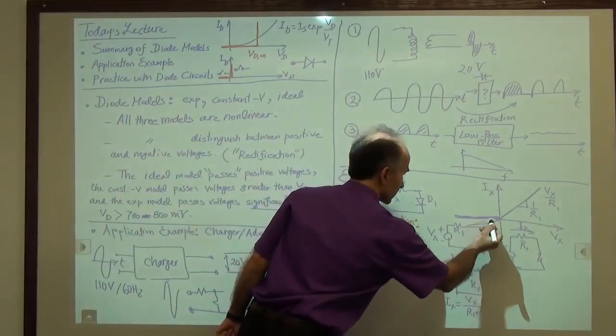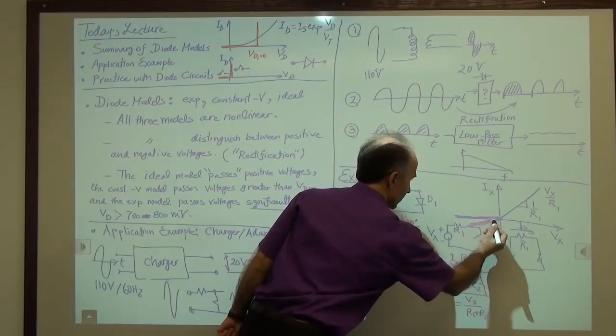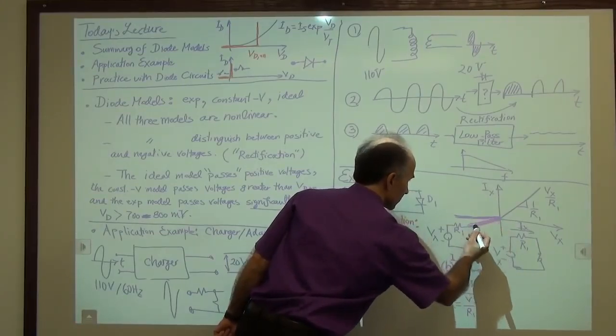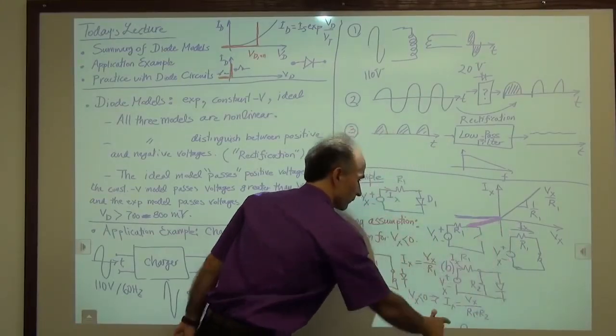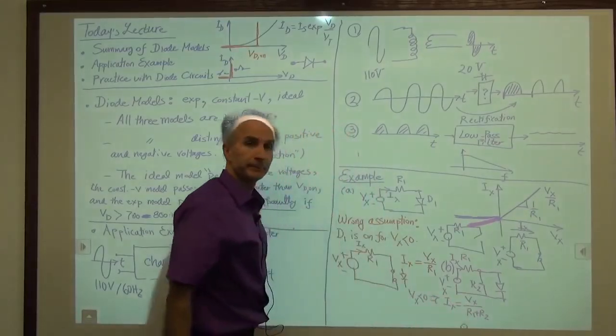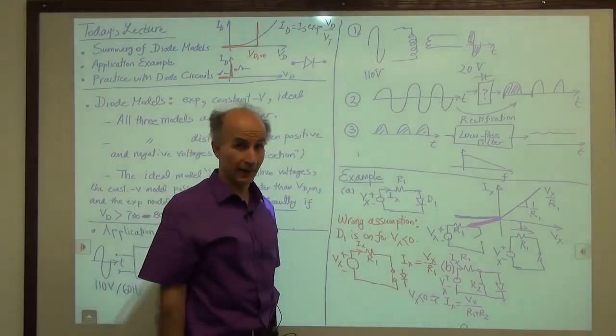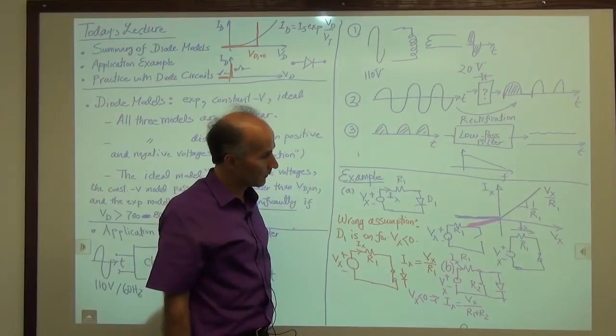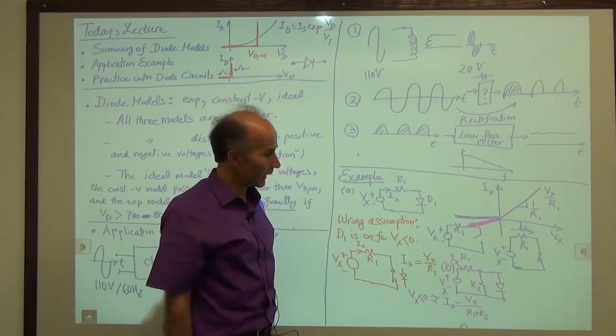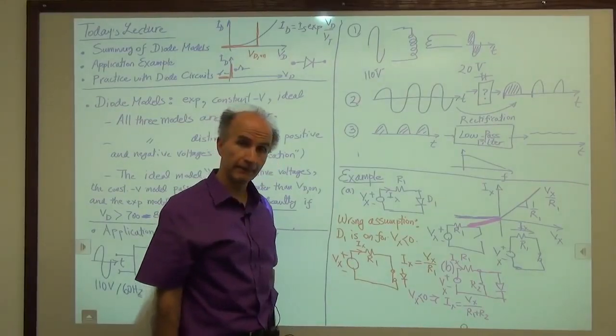So we have something like this, a straight line here with a slope of 1 over R1 plus R2, as long as Vx is negative. All right, now what happens when Vx is positive?